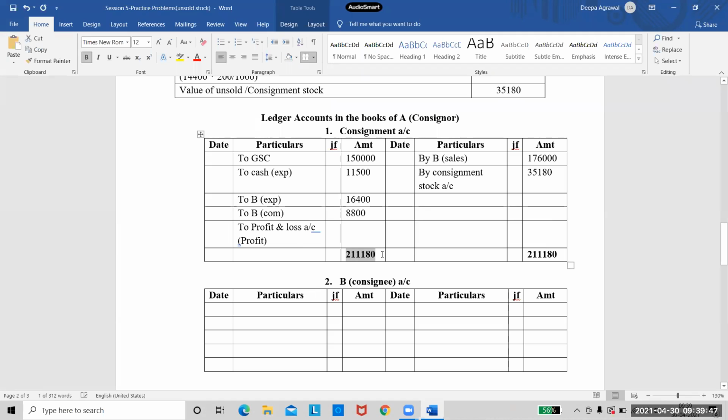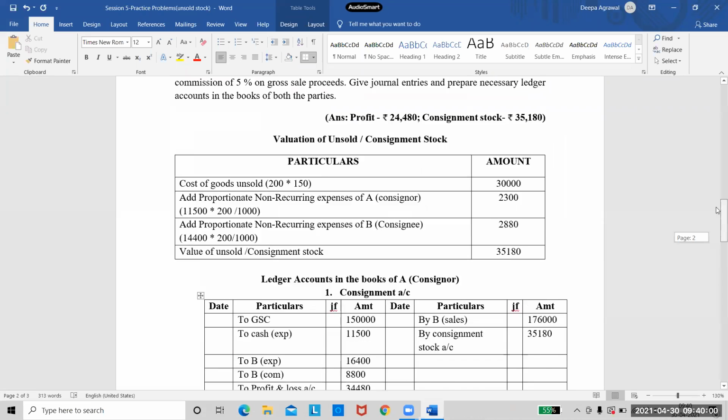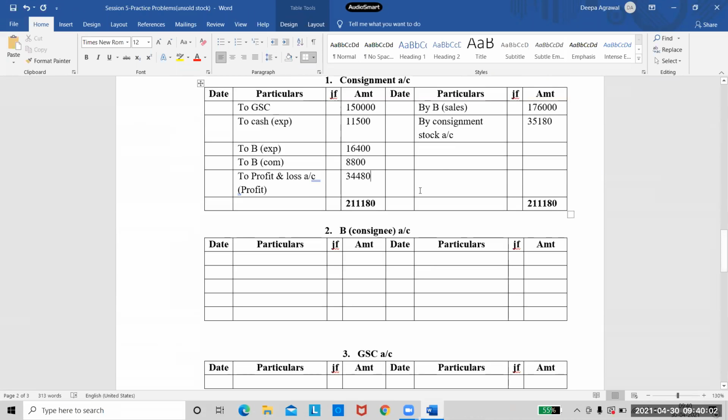Okay. So put the total, quickly calculate the profit and tell me. 34,480. 34,000. 24,480. Is it, ma'am, 24,480? Okay, so it is 24,480. So our problem with our consignment account is done.